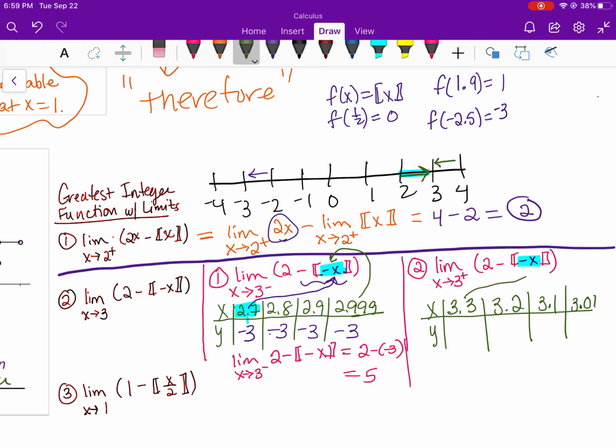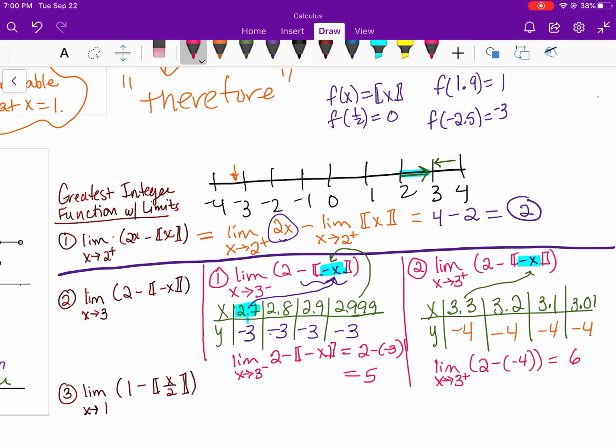I'm going to put those values in right here, and then that's going to change them to negative numbers. And so 3.3 negative, let me erase here, sits, I don't know, here somewhere. It goes back to negative 4. I always go to the integer on the left. In fact, all of these will go to negative 4. So now I have the limit as x approaches 3 from the right of 2 minus a negative 4. And that, you guys, is 6.